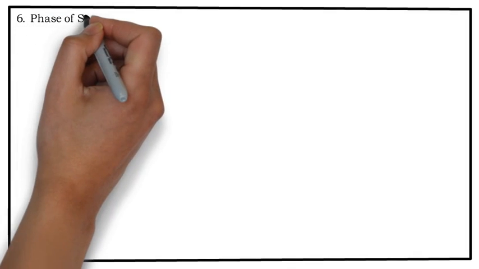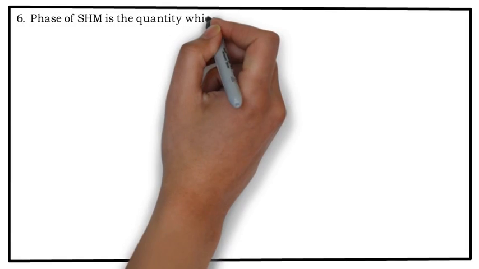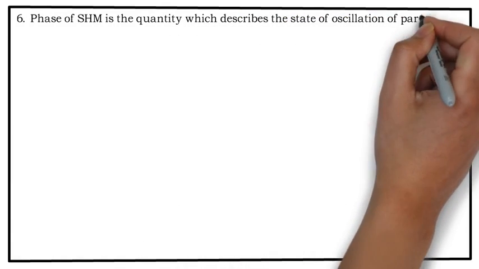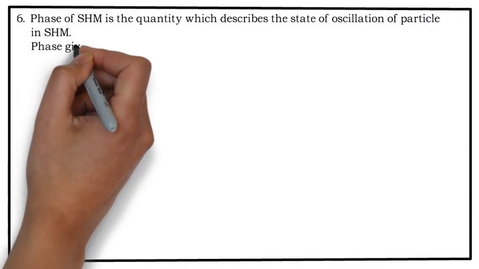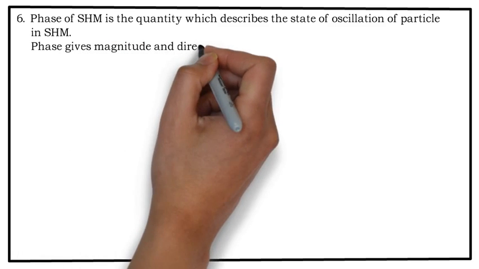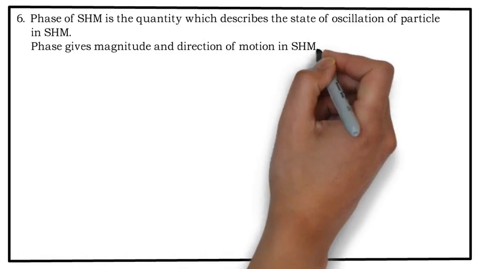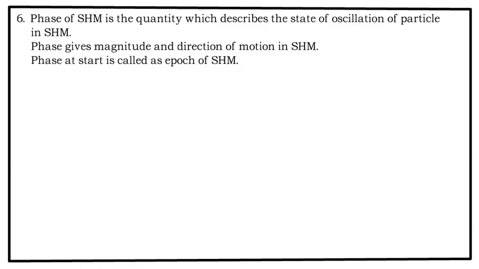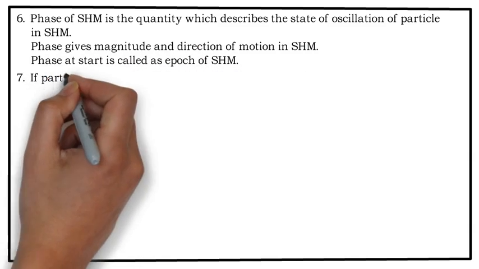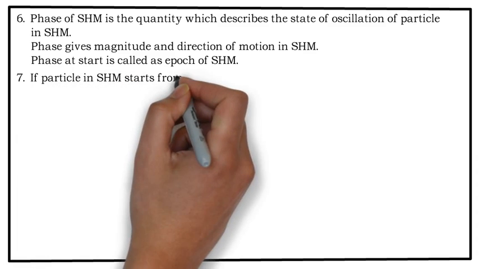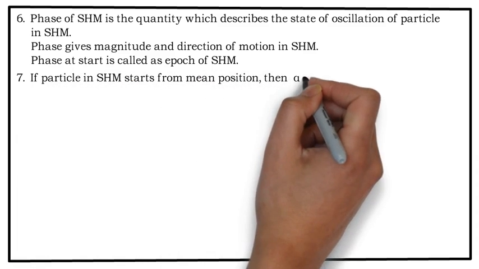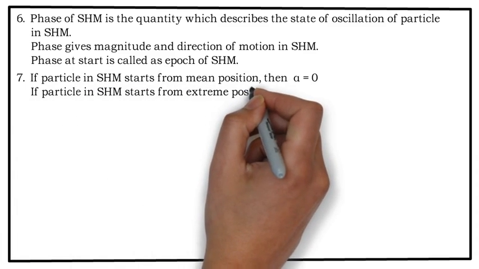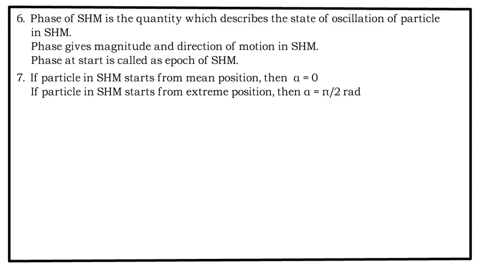Point number 6. Phase of SHM is quantity which describes the state of oscillation of particle in SHM. Phase gives magnitude and direction of motion in SHM. Phase at start is called an epoch of the SHM. Point number 7. If particle in SHM starts from mean position, then alpha is equal to 0. If particle in SHM starts from extreme position, then alpha is equal to pi by 2 radians.